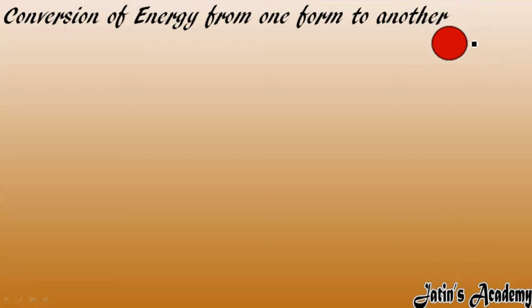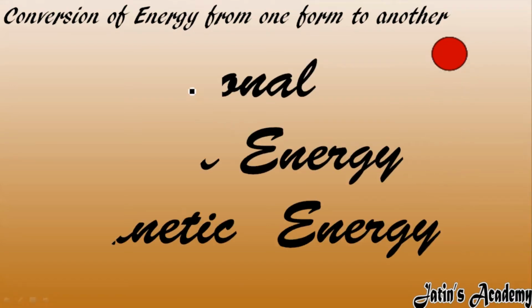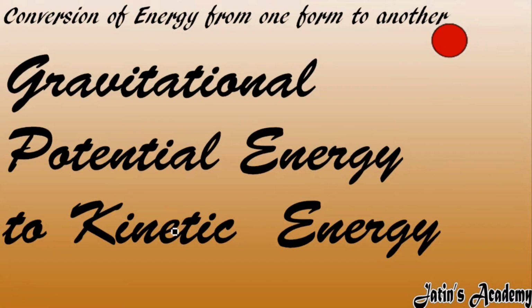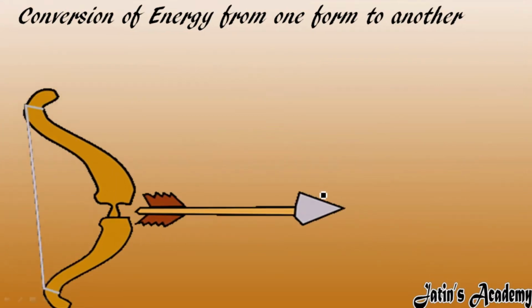Initially it has gravitational potential energy, then it comes into motion. So here gravitational potential energy is converted into kinetic energy. Next we have, when we stretch a bow, it transfers energy to the arrow, and the arrow moves in the forward direction.